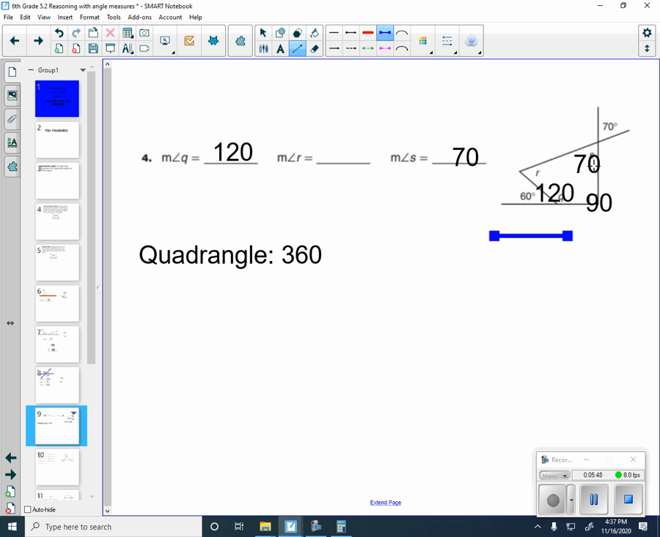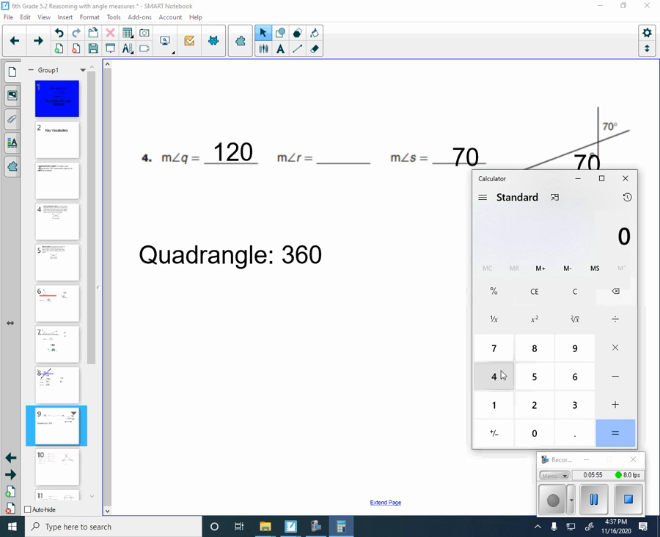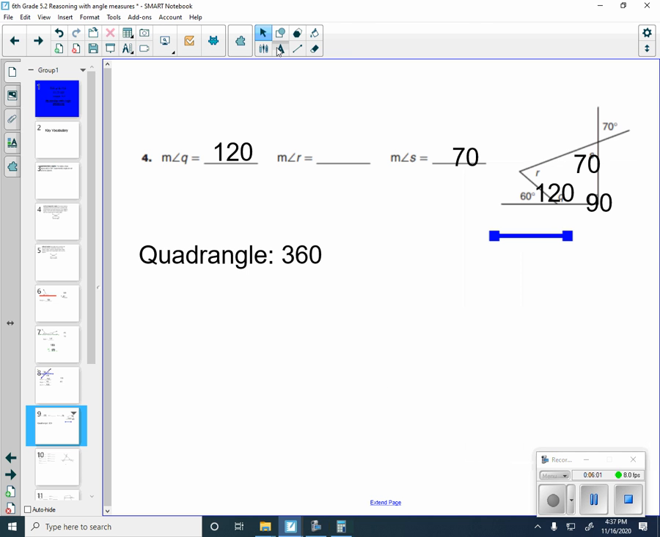So we're going to take the three numbers we know, 70, 90, and 120, and we're going to add them up quickly. We're going to go 70 plus 90 plus 120. We have 280. So if I have 360 minus 280, that equals 80 degrees.